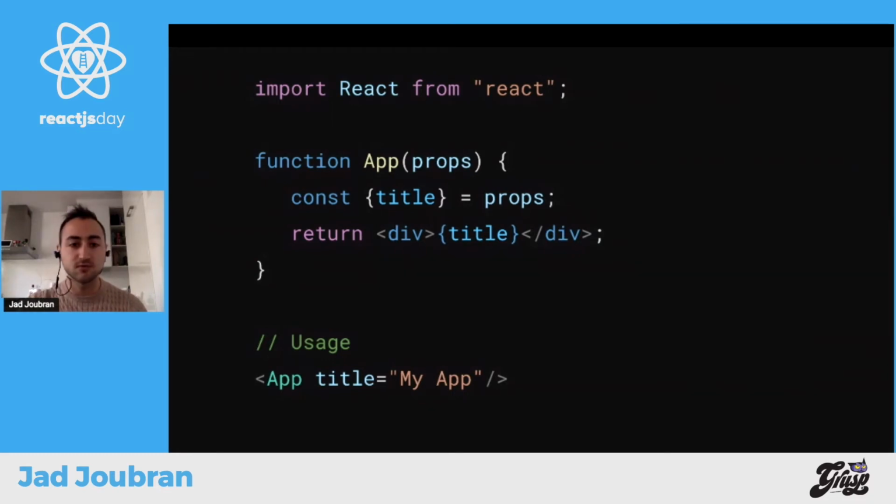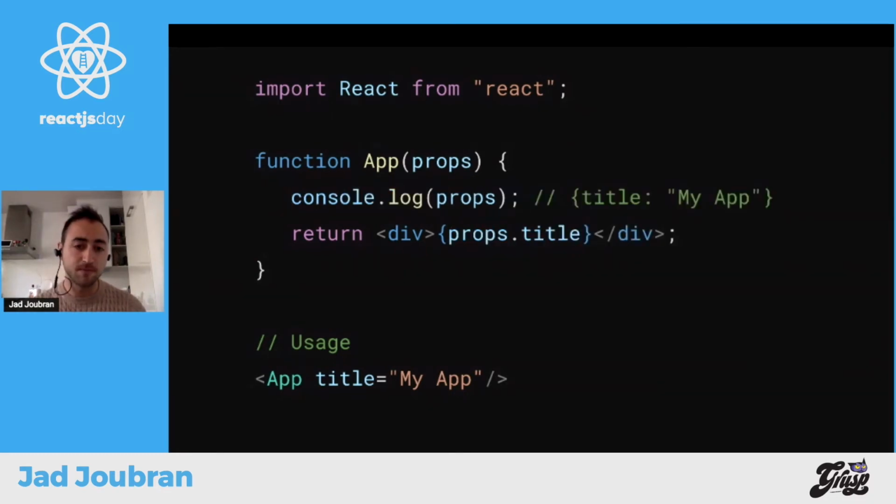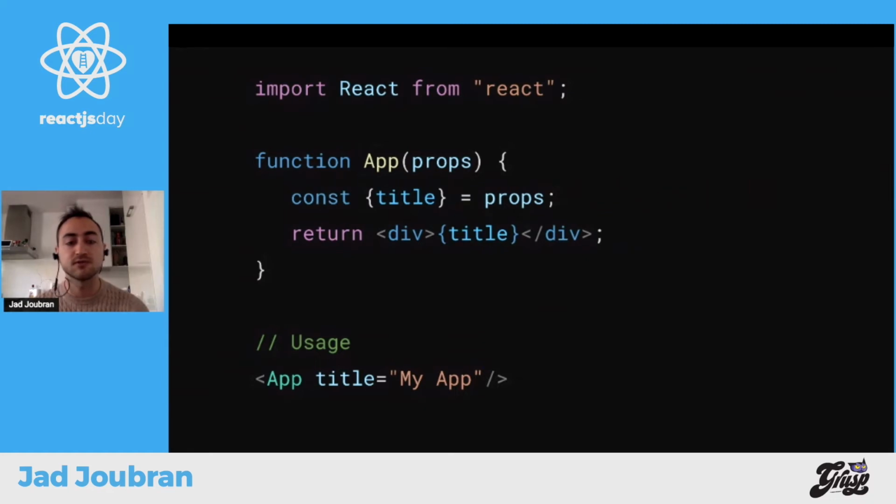So let me give you a before and after. This is before. You render props.title, but then if you know you're going to use the title several times, you can destructure it and then just use the variable title.